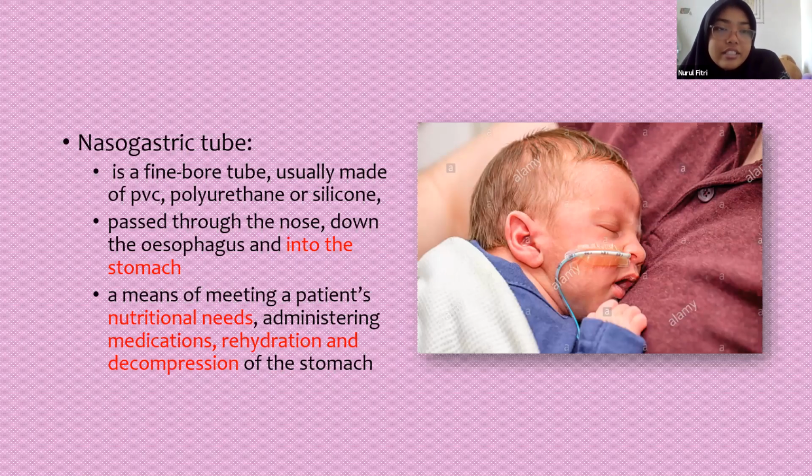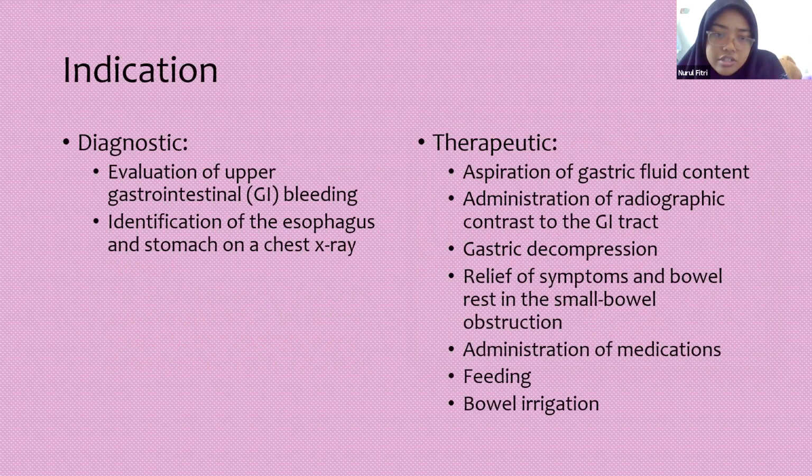Okay, this is a further specific indication. For the diagnostic indication, the nasogastric tube is used for evaluation of upper gastrointestinal bleeding. It is also used for identification of the esophagus and stomach on chest X-ray. For the therapeutic indication, it is used to aspirate gastric fluid content, to administer radiographic contrast to the GI tract, to administer medication, for gastric decompression to relieve symptoms in small bowel obstruction, and for feeding and also for bowel irrigation. Okay, next slide.